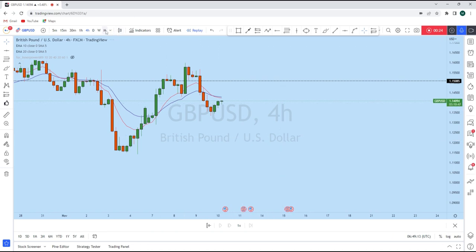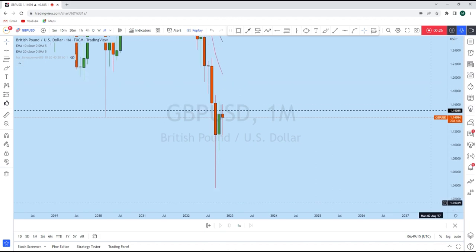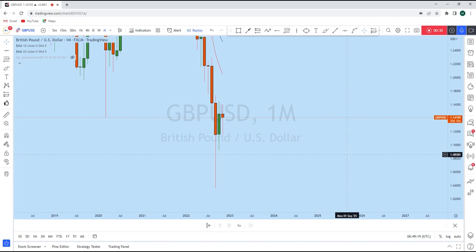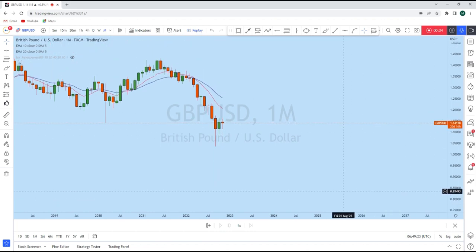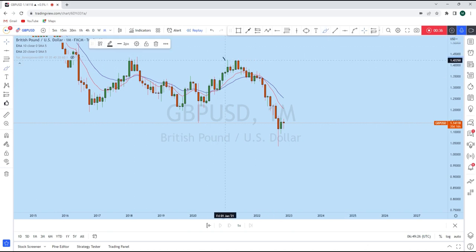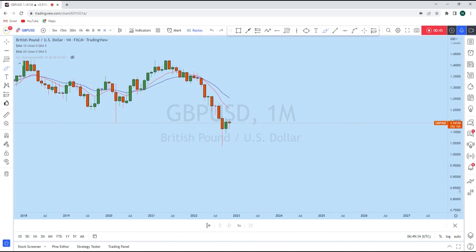First of all, let's look at the bigger picture, the monthly time frame. On the monthly perspective, British pound US dollar is long term bearish. If you look at this overall market structure, after this down head and shoulder at the top of this monthly level, we have seen a very strong drop on GBPUSD.